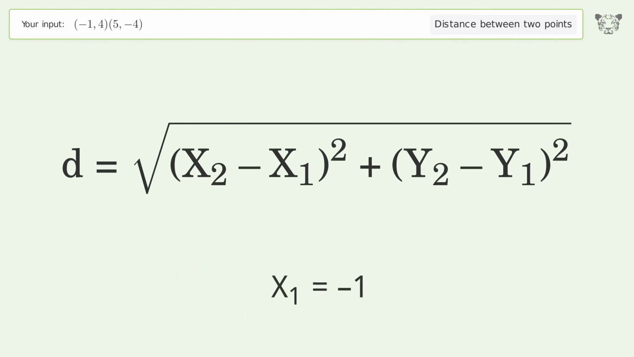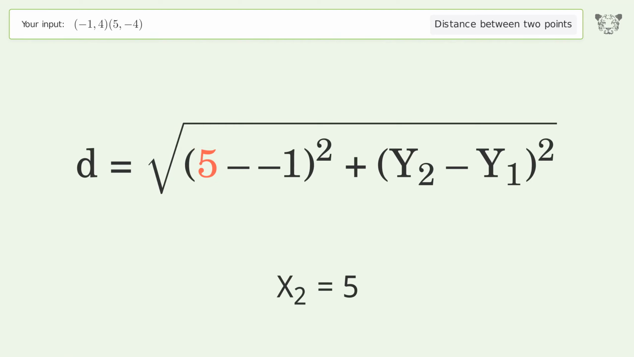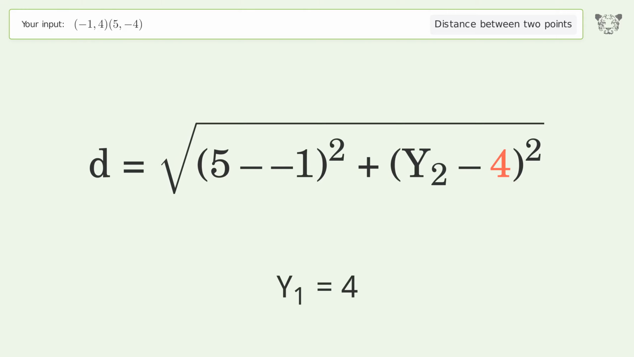x1 equals -1. x2 equals 5. y1 equals 4. y2 equals -4.